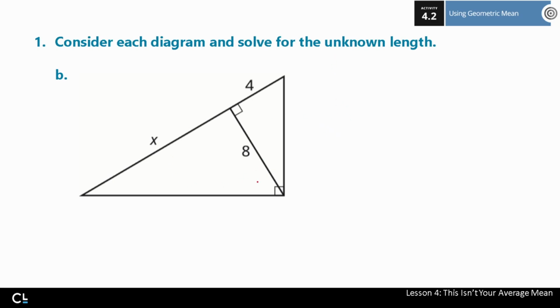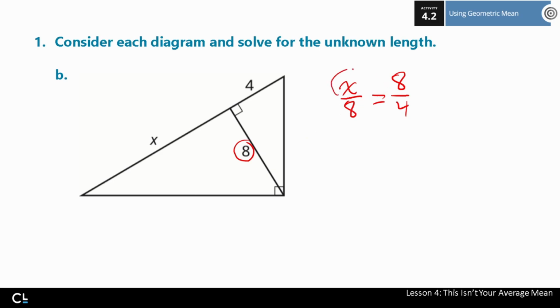So, for instance, in this one, 8 is our geometric mean. Our geometric mean will always be this altitude, that line cutting through here, when we're using our 2 segments that create the hypotenuse, which x and 4 are. They're the 2 segments creating our hypotenuse. So the way we're going to write this one is x over 8 equals 8 over 4. Notice 8 is the one that we have twice here because that's the geometric mean.